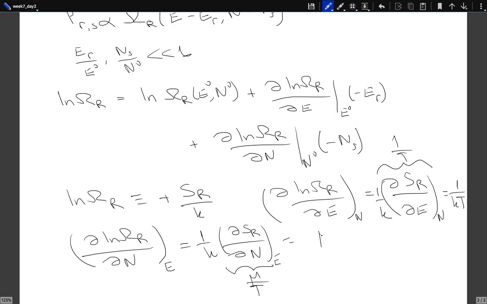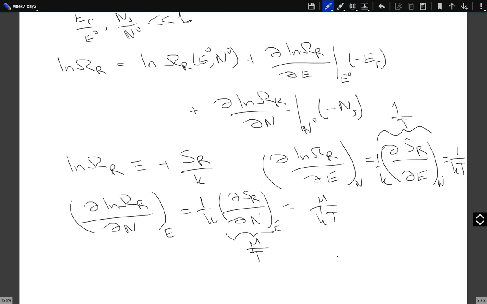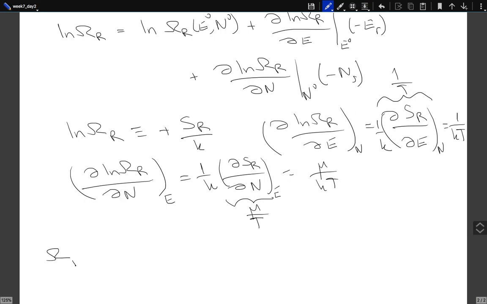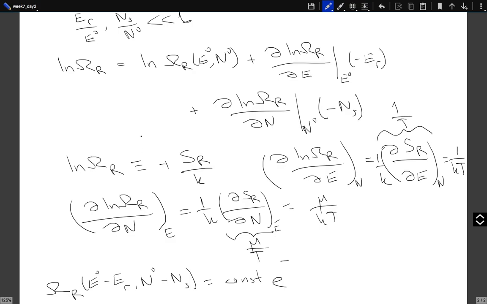So this is mu over kT, which tells me that omega of the reservoir at energy E0 minus ER and number of particles N0 minus NS is some constant that doesn't depend on ER and NS times e to the power minus, if you look at this expansion, the first term, this is 1 over kT, and this is mu over kT. So that derivative is minus mu over kT.